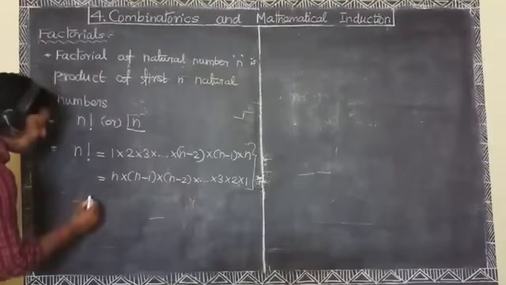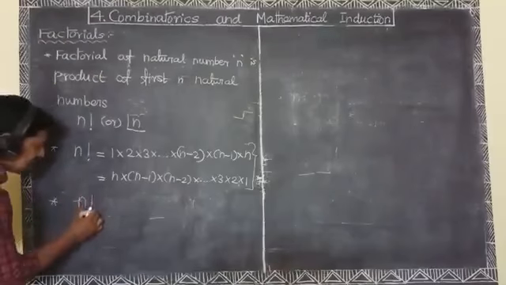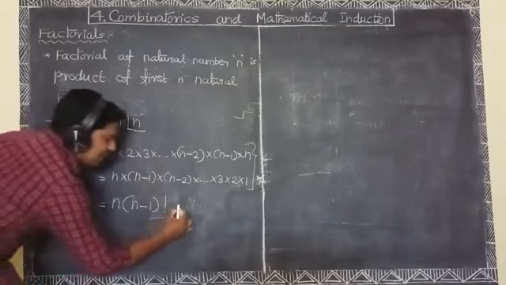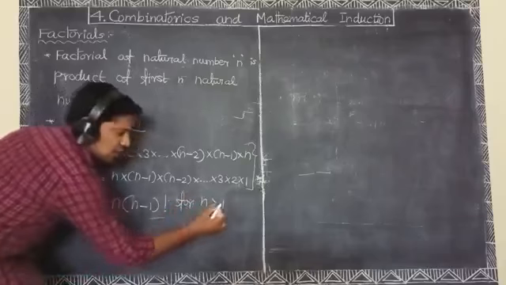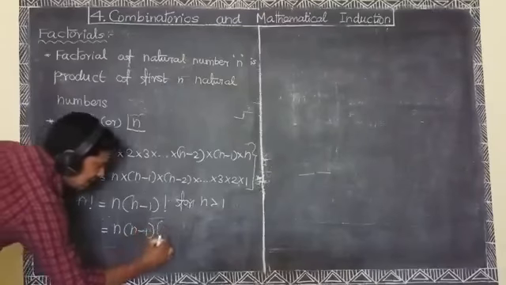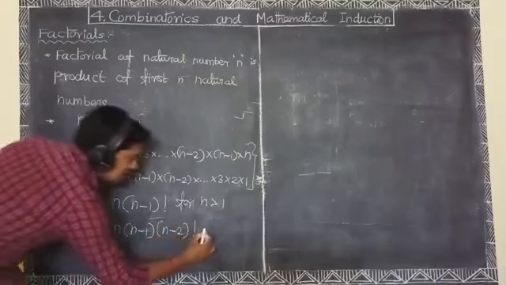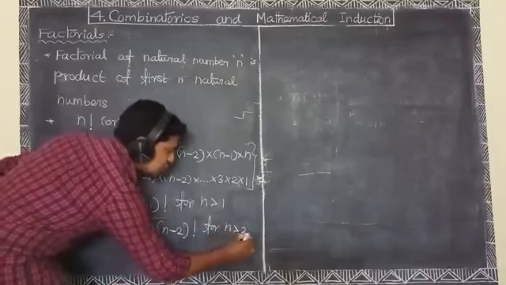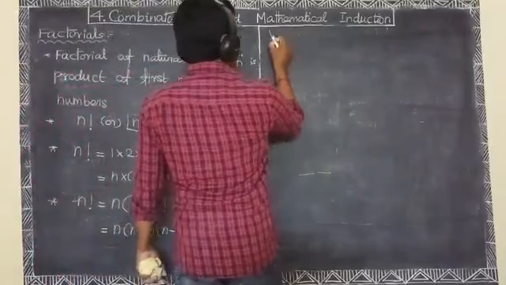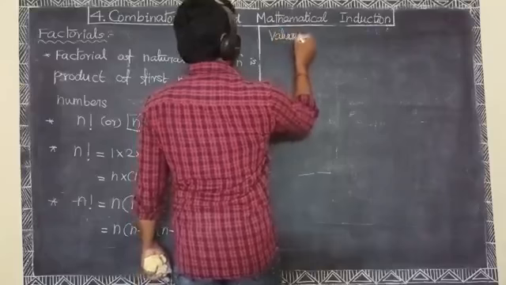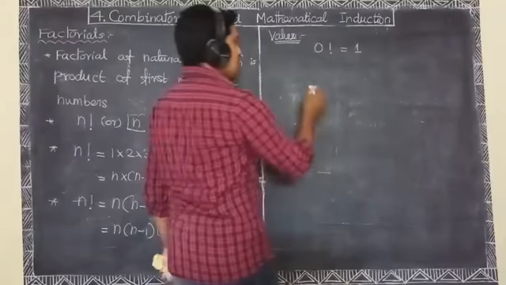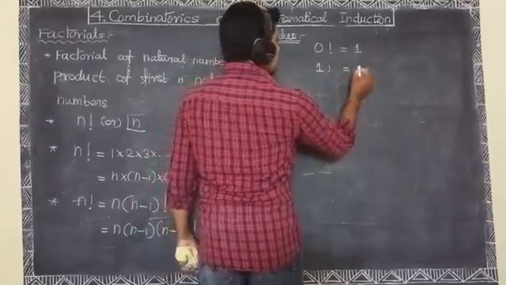N factorial can be written as n into n minus 1 factorial for n greater than 1. Again, it can be written as n into n minus 1 into n minus 2 factorial for n greater than 2. Similarly, the same process goes up to n. Here are some standard values: 0 factorial is equal to 1. 1 factorial is equal to 1.